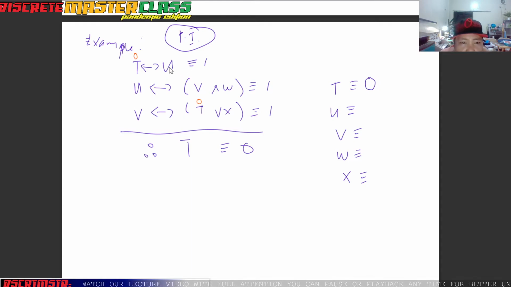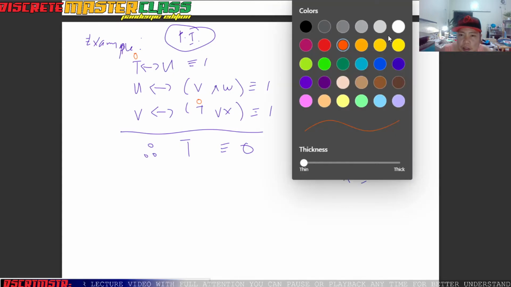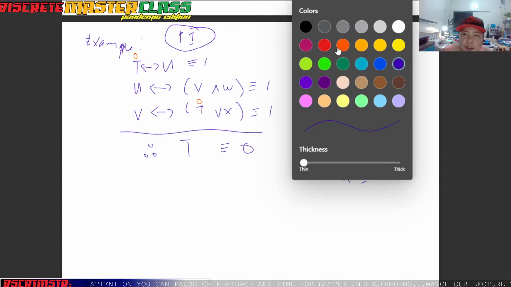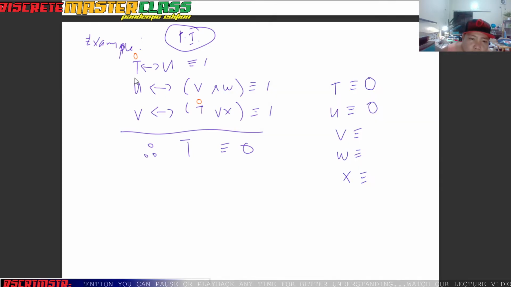So, what's the truth value of U? The truth value of U, of course, going back to the first lecture, 0 if and only if 0 will give you 1. So therefore, U is 0. Okay. I will change color para hindi tayo malito. Okay. 0 na yung U.